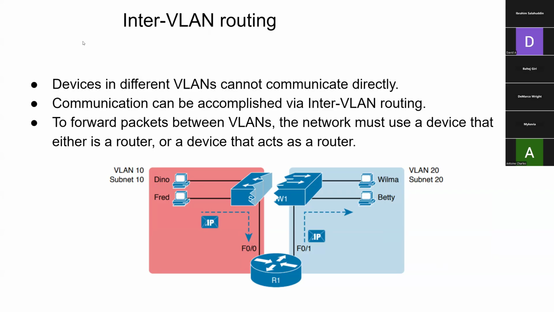And now you might say, okay, well, what is a device that acts as a router? So I'm going to introduce the concept of a layer 3 switch, or what is sometimes also called a multilayer switch. As we know, switches typically operate at layer 2 of the OSI model, right?